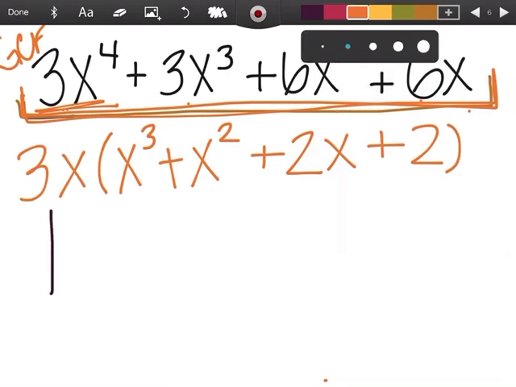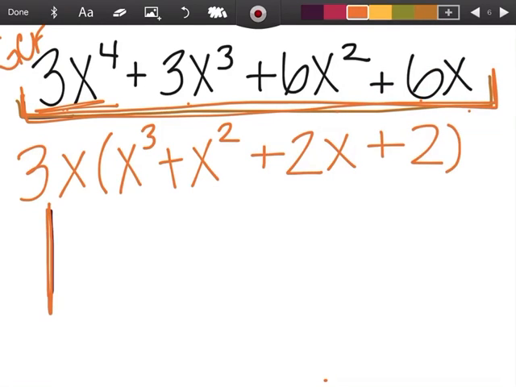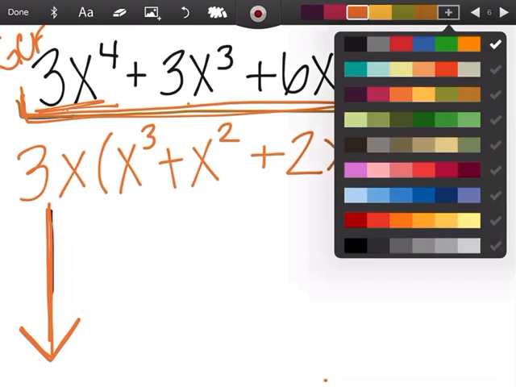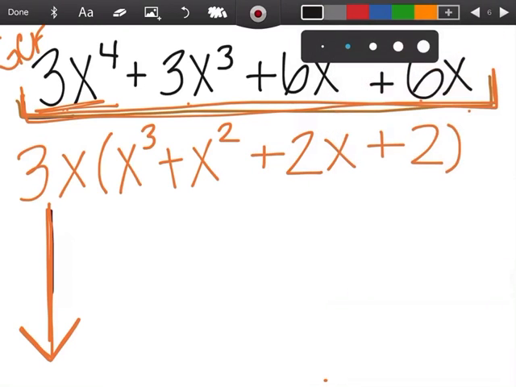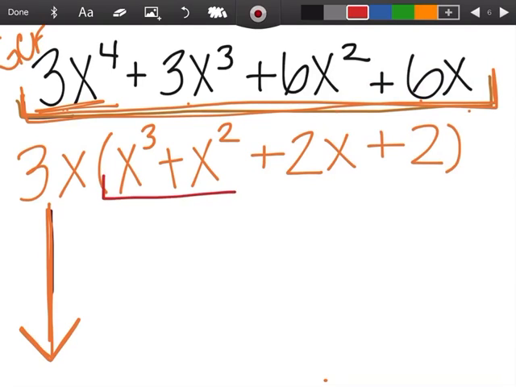I want my orange again. Oh, I keep doing that. So what I'm going to do is draw an arrow because I'm going to ignore the 3x for the rest of this problem, but I'm just going to recognize that my final answer is going to have a 3x in it. And now I'm going to go about it as normal.